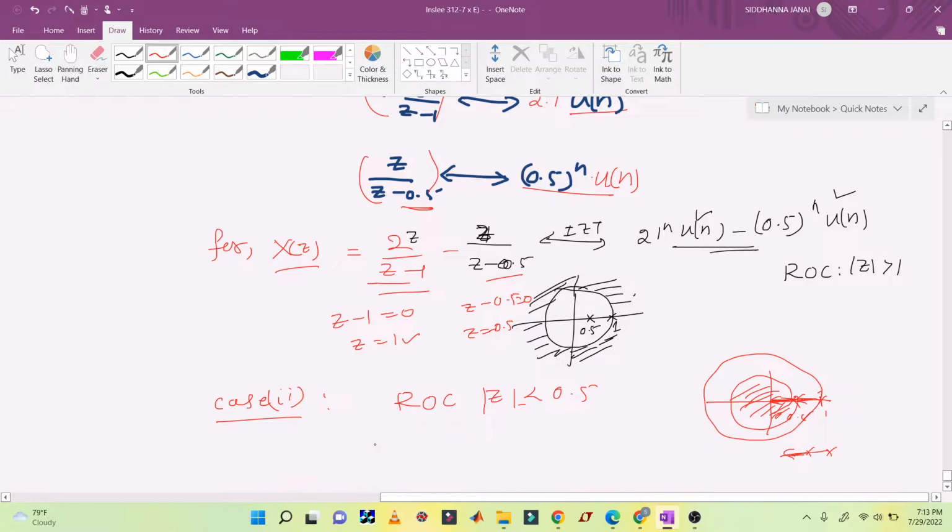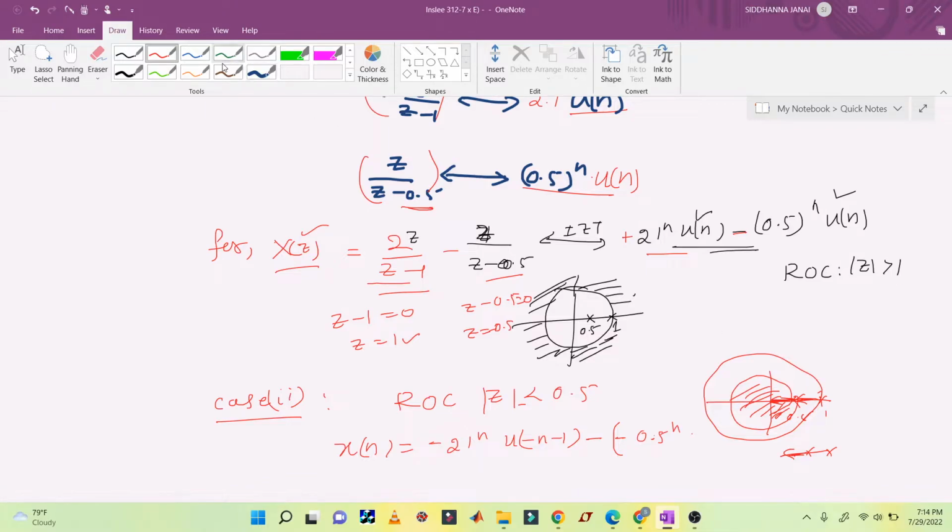That is why what we have to write is x of n equal to, for the same X of z, x of n now becomes minus 2 into 1 to the power n u of minus n minus 1. If there is a plus here, it becomes minus here; if there is a minus here, it becomes minus of minus, minus of minus 0.5 to the power n. Let me erase this one.